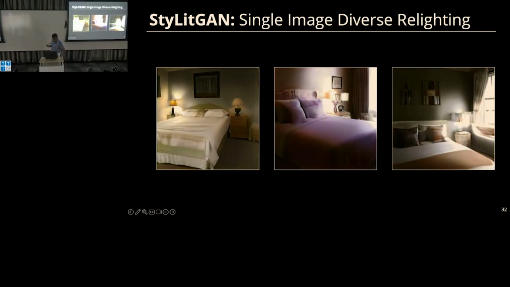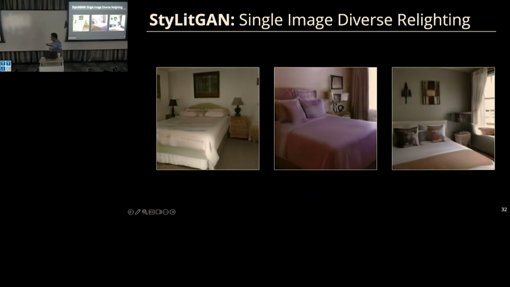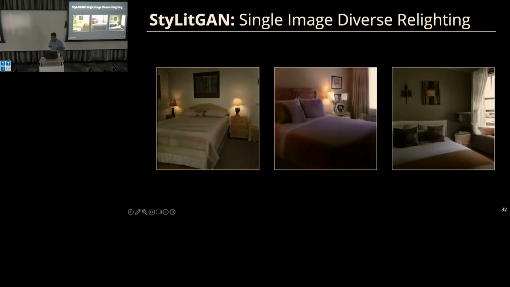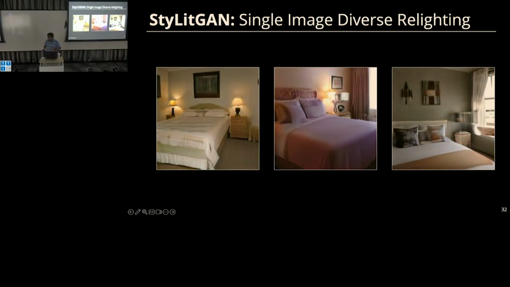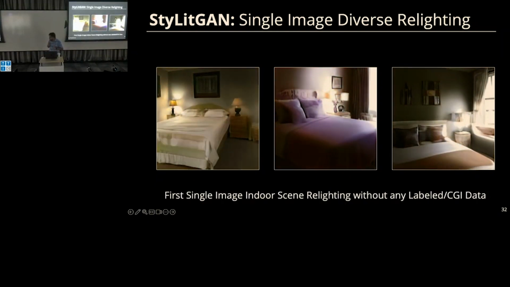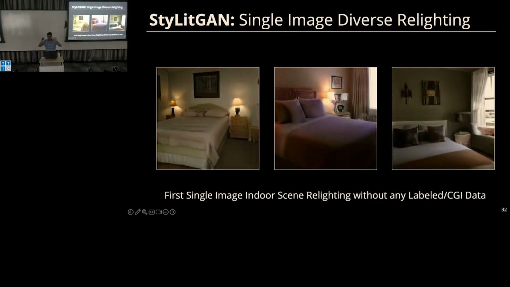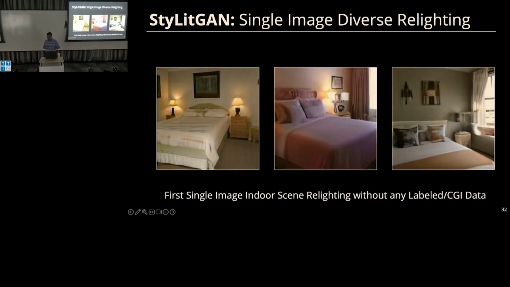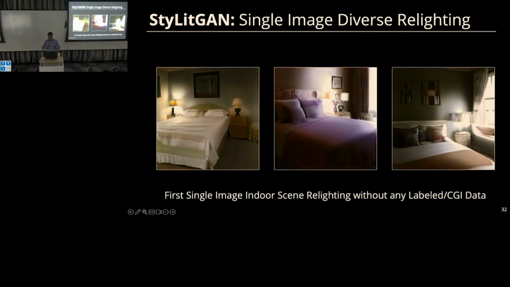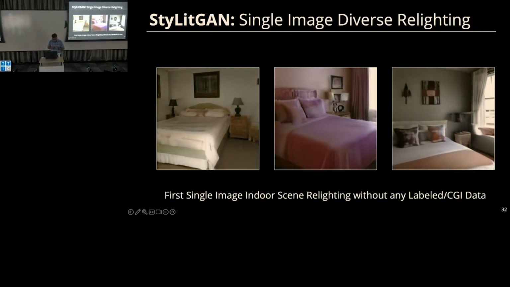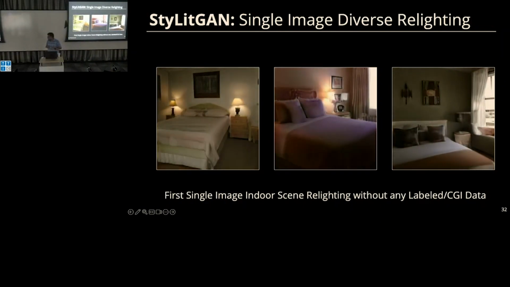It's not perfect, but the changes that you see are mostly because of the lighting. And this was the first work to show it is possible to relight single images without using any labeled or massive computer graphics generated dataset, all by using just a generative image model. So how does this work?